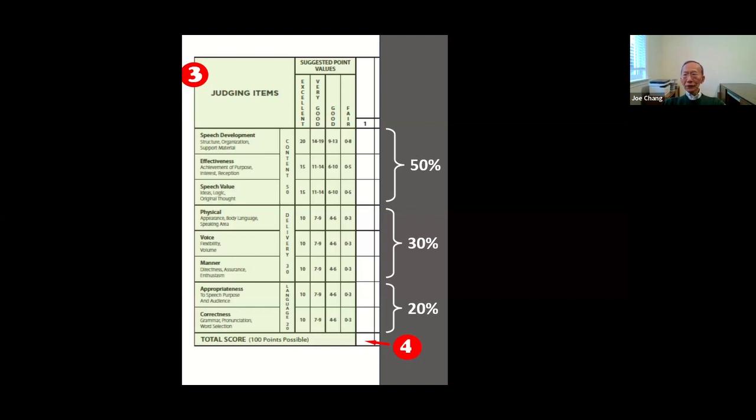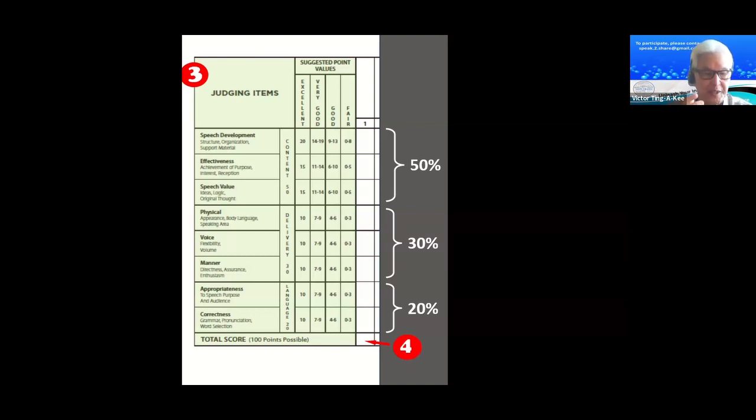So now, Victor, maybe now you can tell us, when you deliver a speech, what you're looking for, what the judge should be looking for. Thank you, Joe. The details on the judging items are very specific. For example, in the delivery component, you're looking at the physical, the voice, and the manner in which the speech is delivered. The physical part of the speech really carries the responsibility for effective communication.